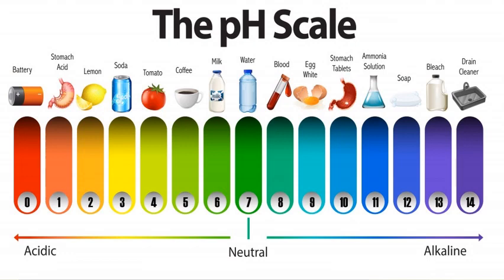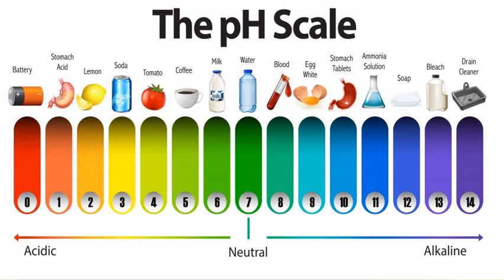Some important chemical substances or natural substances have the pH values mentioned in the slides. If you talk about battery acid, which contains sulfuric acid, H2SO4, it has the pH value 0. That means sulfuric acid is the strongest acid. Stomach acid has pH value 1, that is hydrochloric acid. Lemon juice has pH value 2, soda 3, tomato 4, coffee 5, milk 6, and water 7. Blood has the pH value 8.